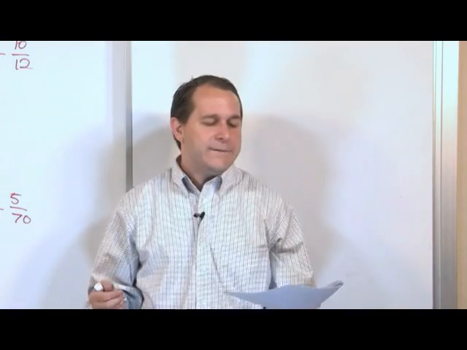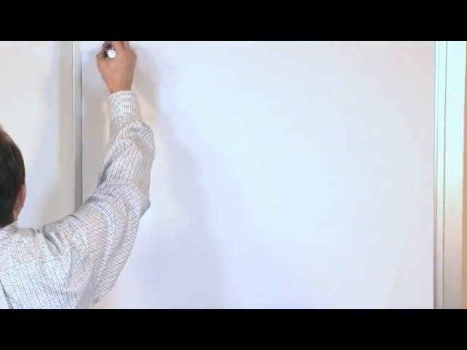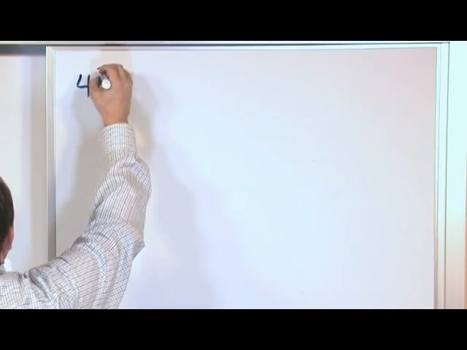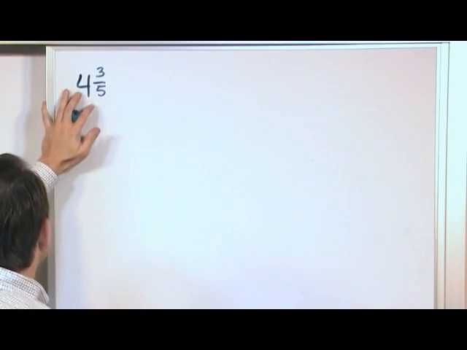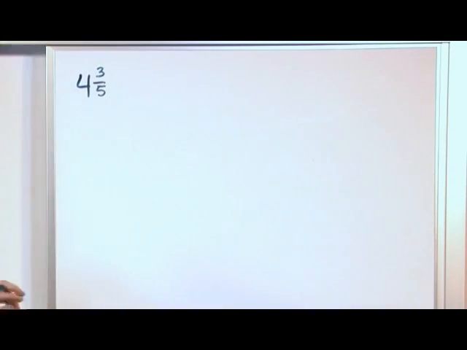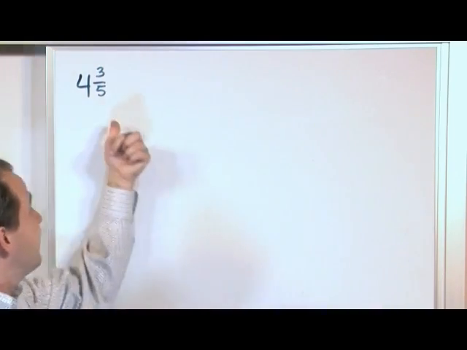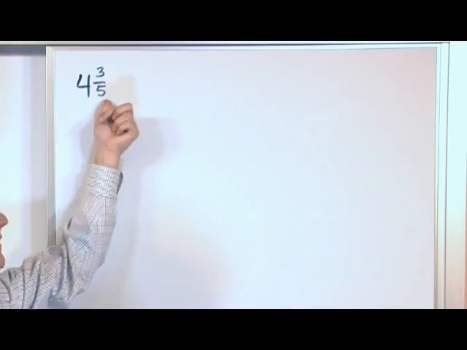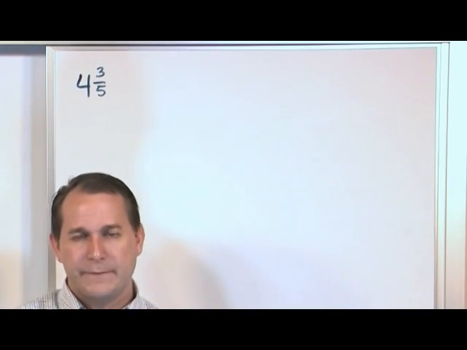But if you ever see something like this, 4 3/5, this is what we call a mixed fraction. What it means is I have 4 whole pizzas plus 3/5 of another one. That's what it means. A mixed fraction is nothing complicated. It just means I have this many whole candy bars plus 3/5, which is less than 1, of another piece of a candy bar. That's what it means.